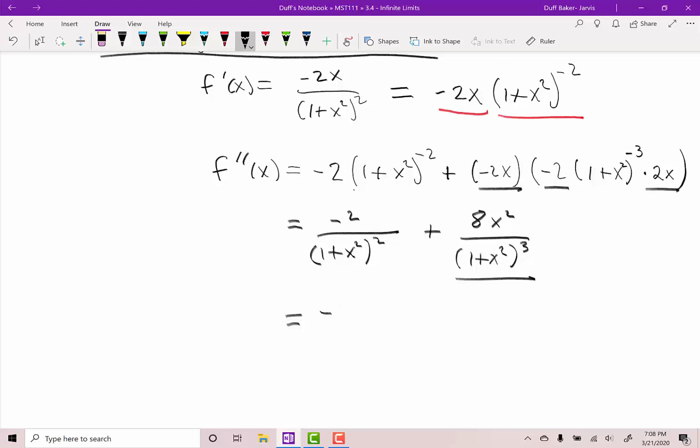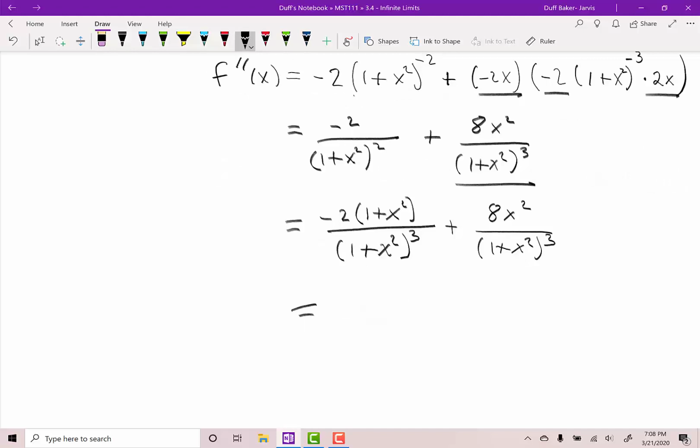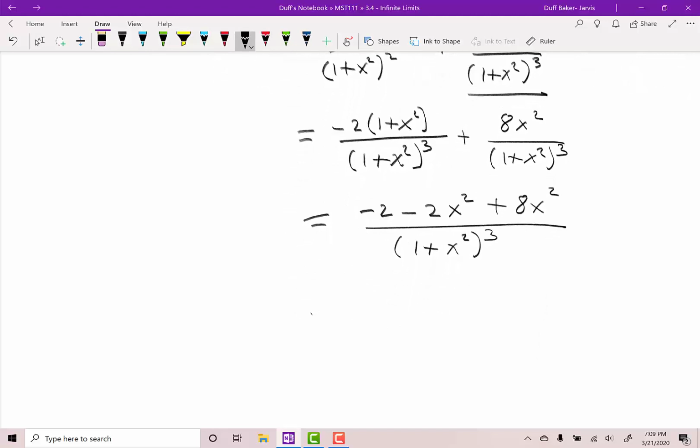So what we'll do is we'll take minus 2 and multiply it by 1 more power of 1 plus x squared. And then we combine them. So that'll be minus 2 minus 2x squared plus 8x squared. Okay, and we can combine a couple of these terms. This is the same as minus 2 plus 6x squared over 1 plus x squared cubed.